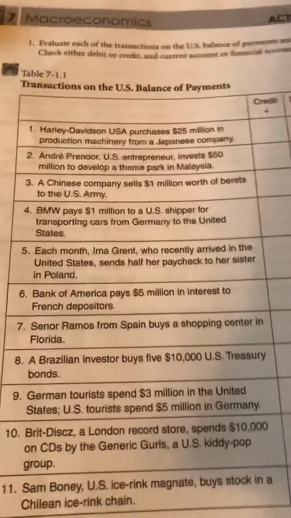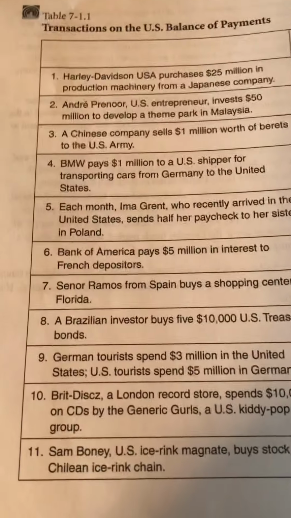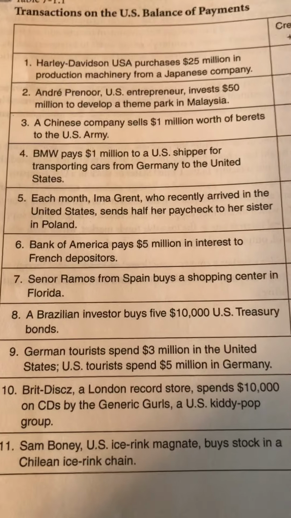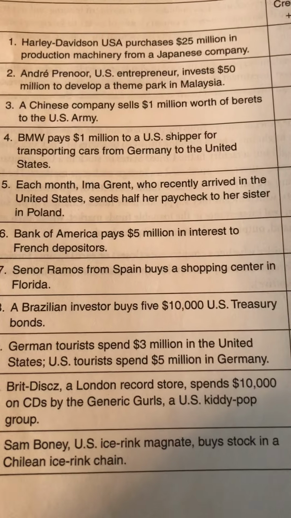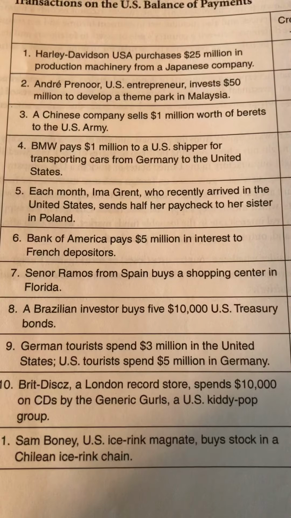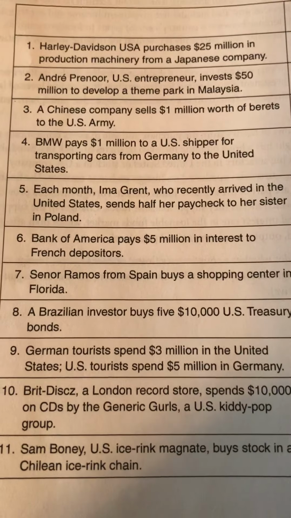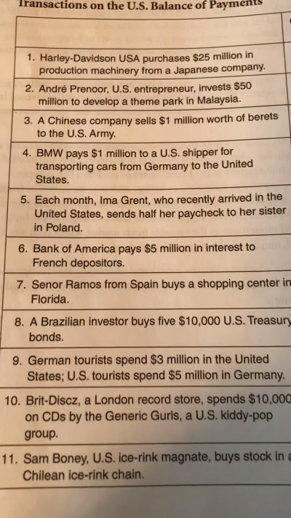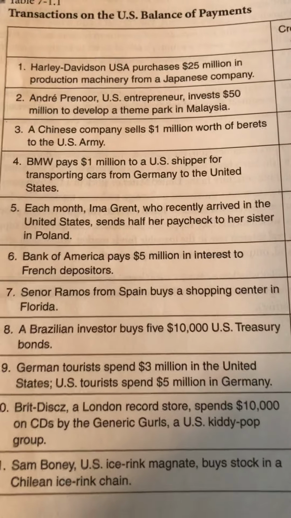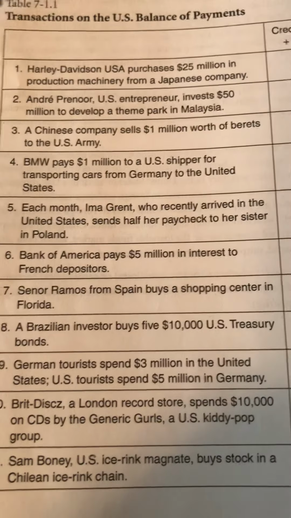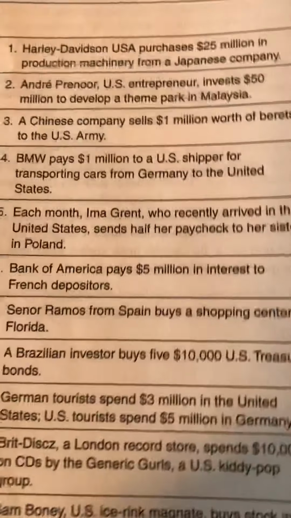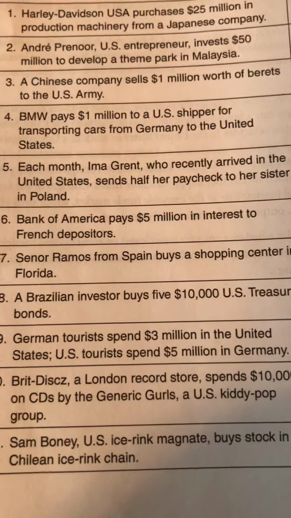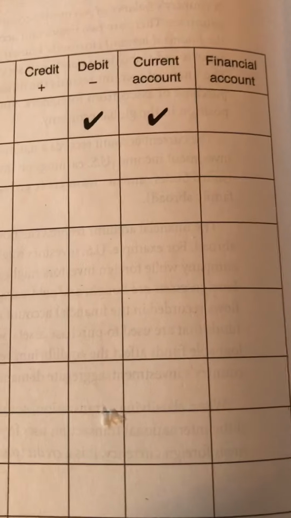And finally, number 11, let's hear from Jack Faislama Jama. Zamboni, a U.S. ice rink magnate, buys stock in a Chilean ice rink chain. Get it? Zamboni, those of you who are hockey people out there. And what we see here, folks, is they're buying stock. So that would fall in the financial account. And since it is a U.S. magnate and they're buying it in the Chilean firm, that would be a debit.